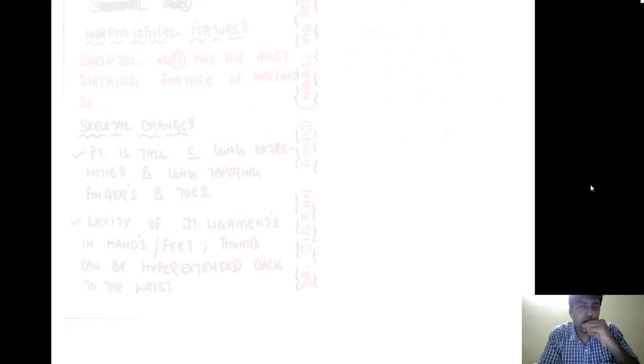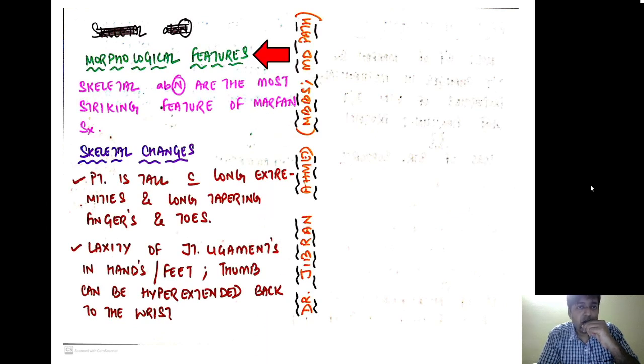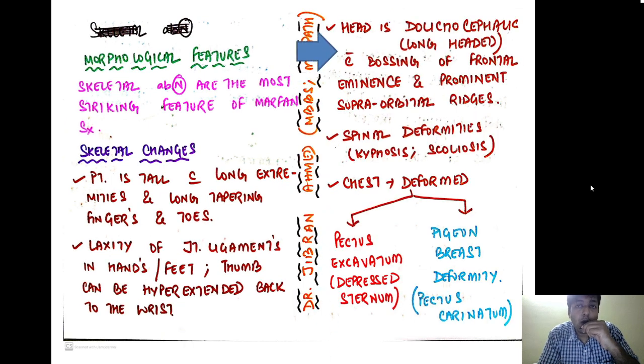Now there are three important changes that we are going to see in Marfan syndrome. One is the skeletal changes, one is the ocular changes, and one is the cardiovascular changes. So what are the skeletal changes that we see? Morphologically, the skeletal abnormalities are the most striking feature of Marfan syndrome. The patient is usually tall with long extremities and long tapering fingers and toes. There is laxity of the joint ligaments in the hands and feet, and the thumb can be hyperextended back to the wrist. Also the head is long, that is, dolichocephalic, with bossing of the frontal eminence and prominent supraorbital ridges, and there are spinal deformities like kyphosis and scoliosis.